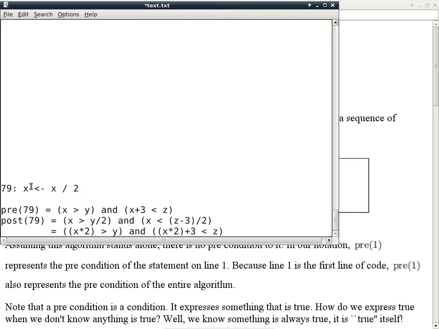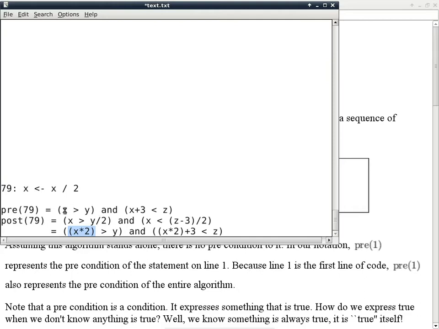First of all, let's take a look at line 79. What does line 79 do to x? It divides it by 2. Right. Okay? So that means after line 79, if I multiply the value of x, what do I get back? The value of x before line 79.